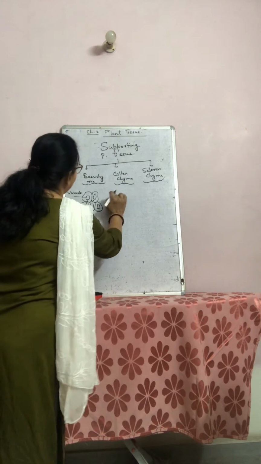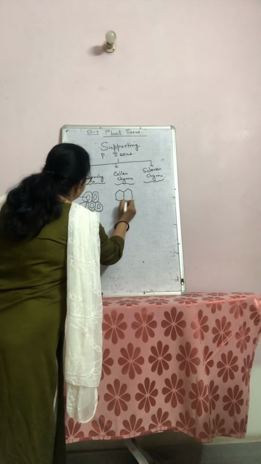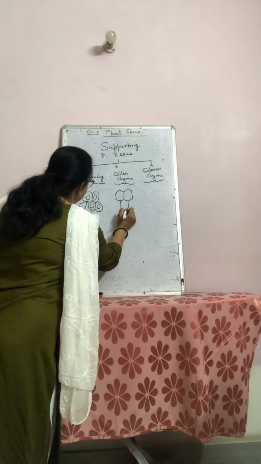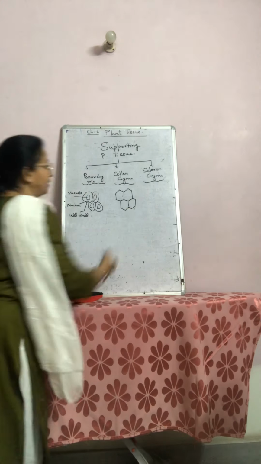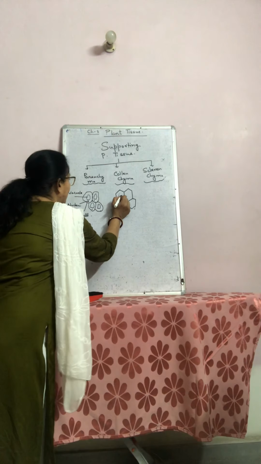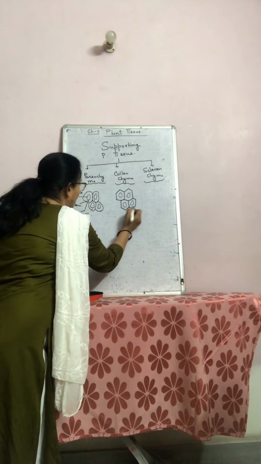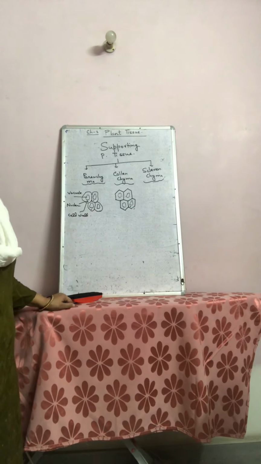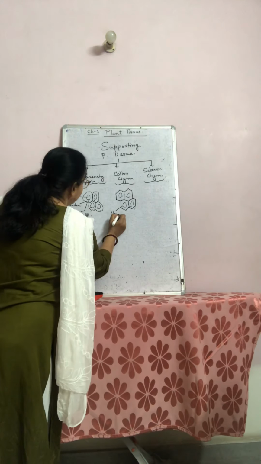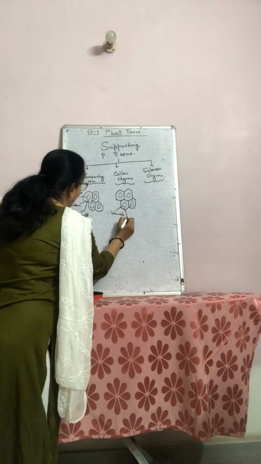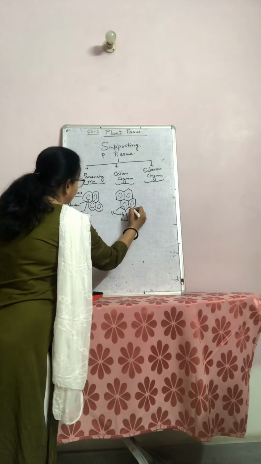Now come to the collenchyma. When you see the cell of collenchyma, you will find it is polyhedral in shape. You can see in the diagram compactly arranged polyhedral cells, centrally located vacuole, and nucleus present in the periphery. You can see this one is vacuole, nucleus, cell wall.